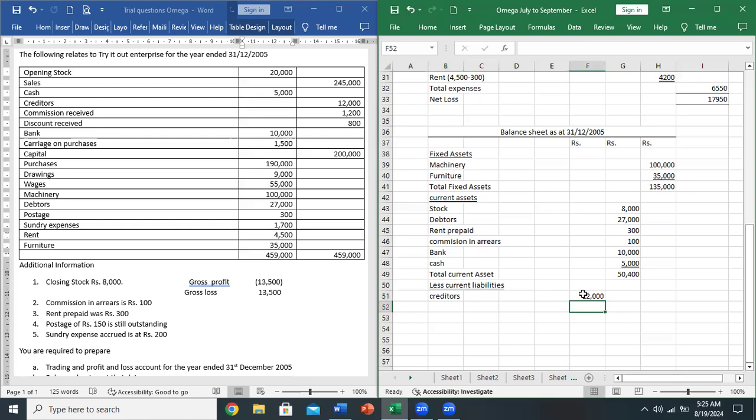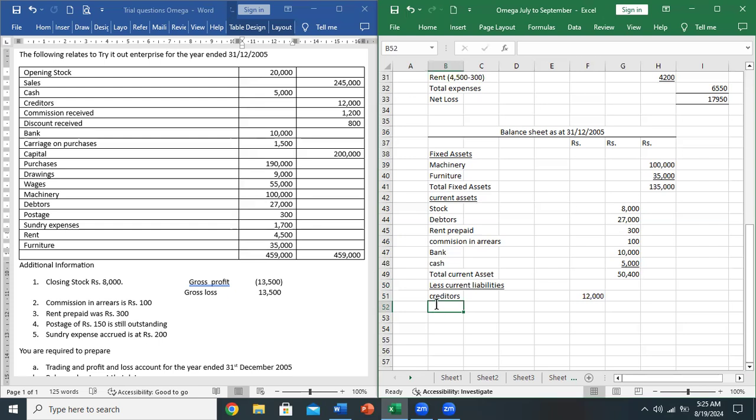After that, bank overdraft. Now, bank overdraft has a credit balance. So if you see bank with a credit balance, that is a bank overdraft. But here, the bank has a debit balance and it's a current asset. So we don't have any bank overdraft. After that, you look for the expenses owings. And you all agree that we're given some expenses which were accrued or owed or outstanding. And that's the postage and then the sundry expense.